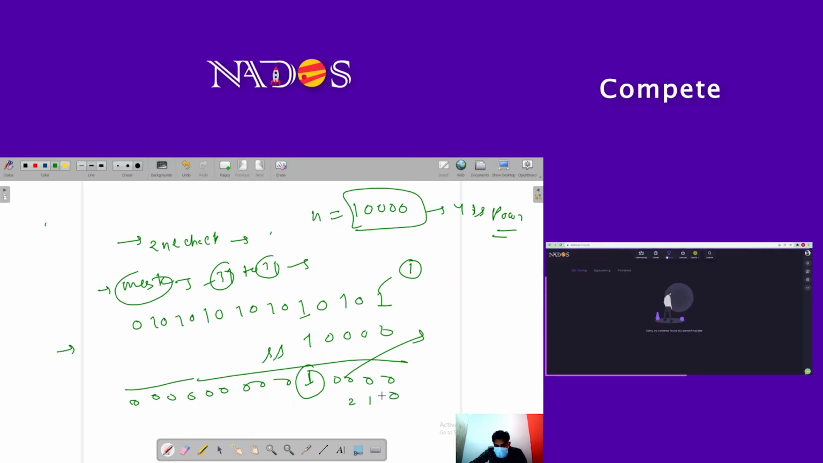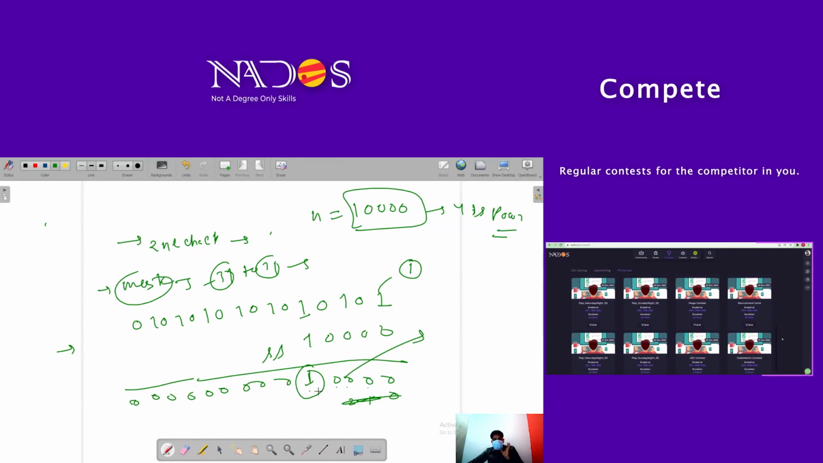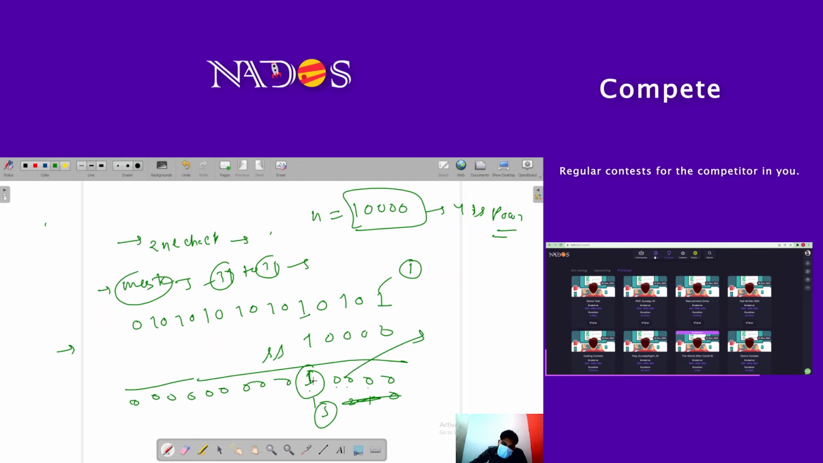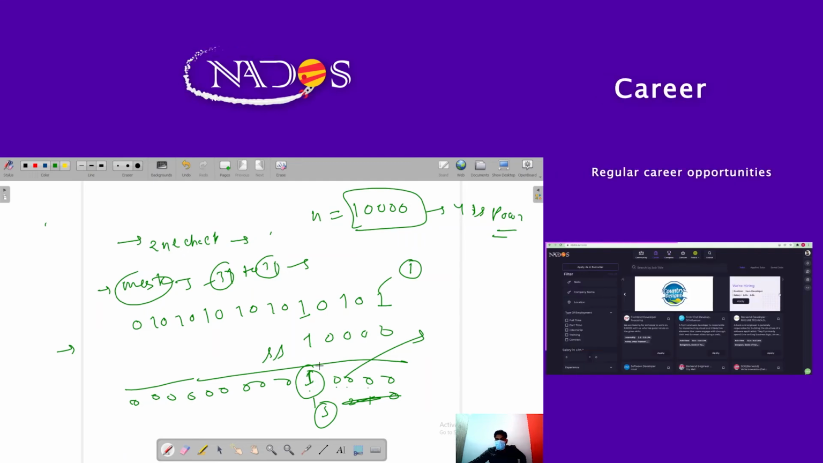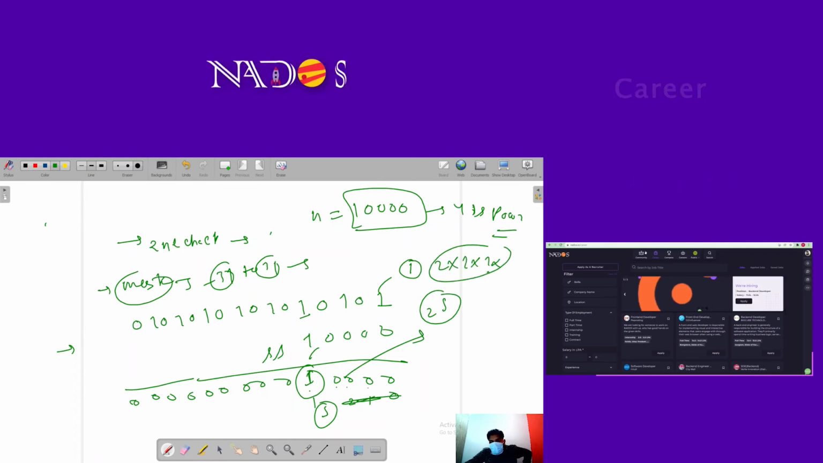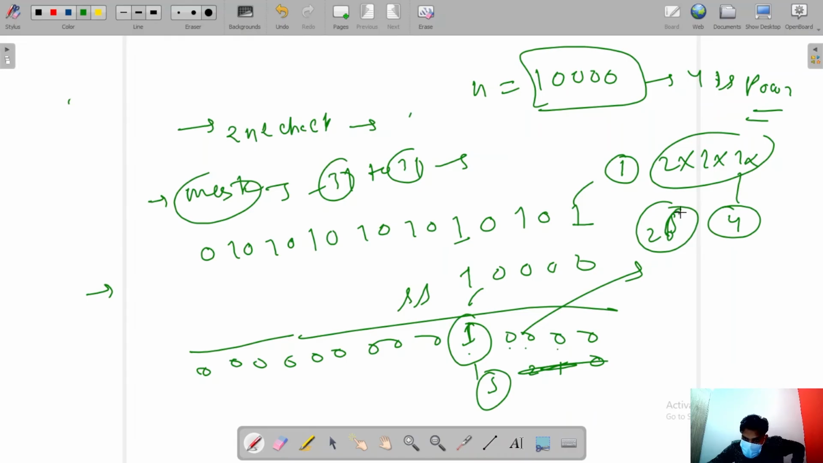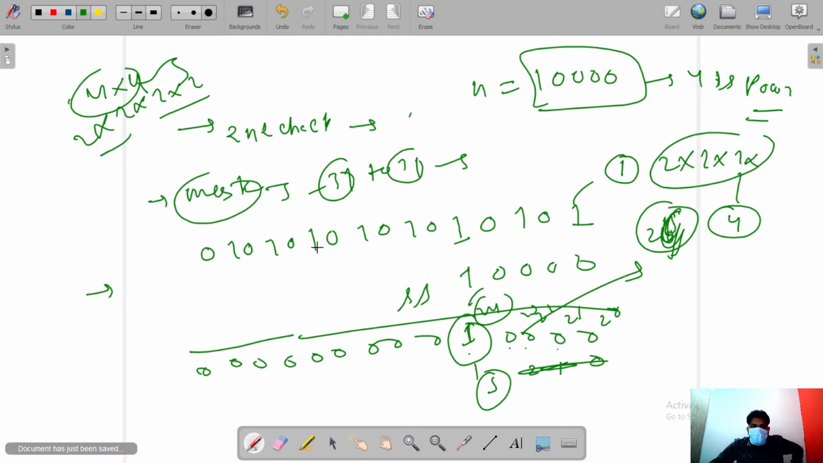How? Counting 1, 2, 3, 4, 5, so position 5. When 1 is on at odd position, then this number will be a power of 4. 2 to the power 5, 2 2 2 2 2. So this number will be a power of 4. 2 to the power 0, 2 to the power 1, 2 to the power 2, 2 to the power 3, 2 to the power 4, which is 2 cross 2 cross 2 cross 2, 4 cross 4. So this will be a power of 4.